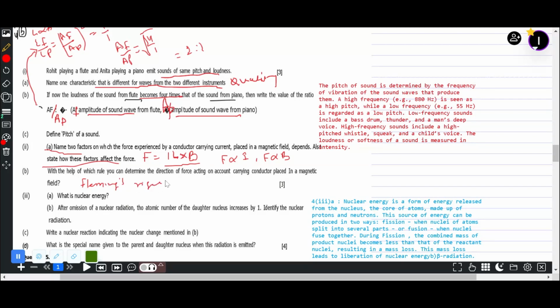What is right hand rule? Right hand rule says that your first finger presents vector 1, second finger presents vector 2, and the resultant, the force, is presented by the thumb.